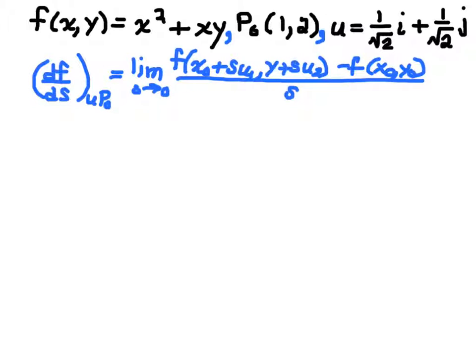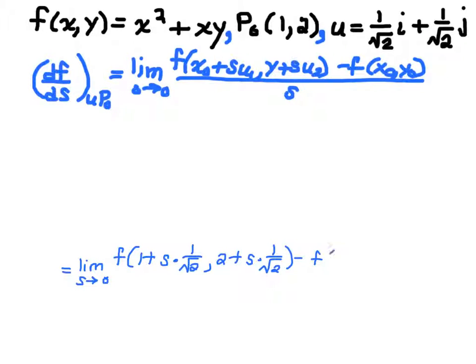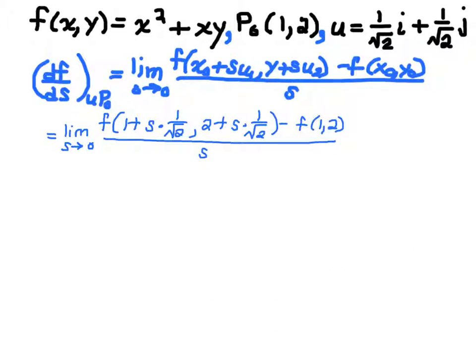Now I'm going to change my font. I think it's a little too large for what I'm doing. And so this is actually equal to the limit as s goes to 0 of f of 1 plus s times 1 over radical 2, and then 2 plus s times 1 over radical 2, minus f of 1, 2, and this is all over s. Better with a smaller font.